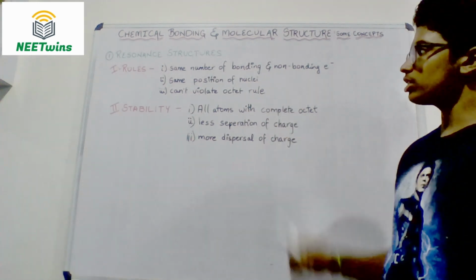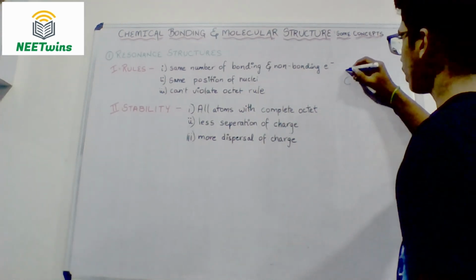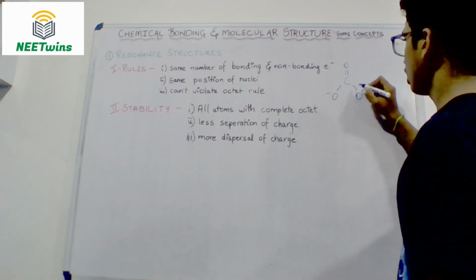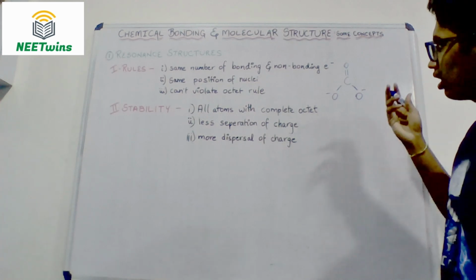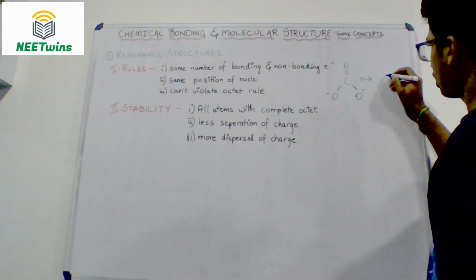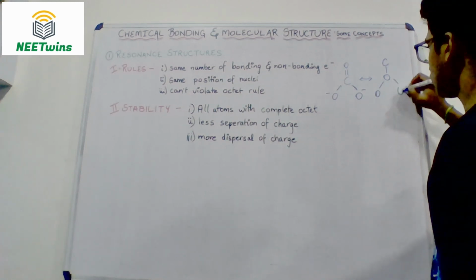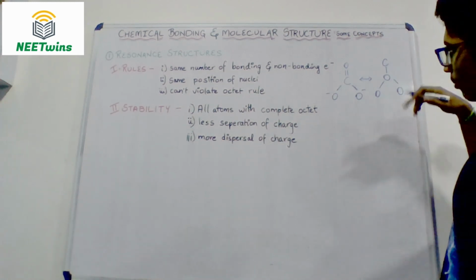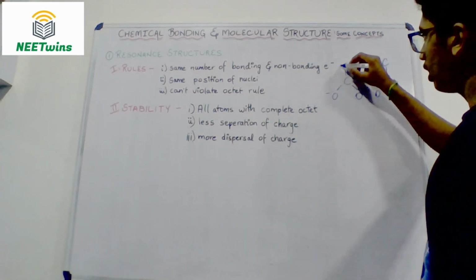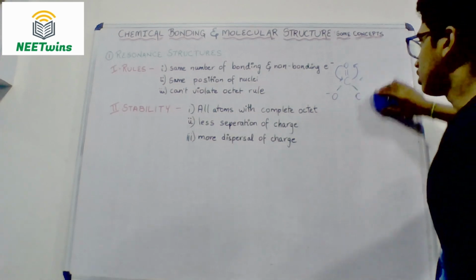The second rule states that the position of the nuclei should remain the same in all the resonance structures. So let's take the resonance structures of the carbonate ion, CO3 2 minus. This would be the initial structure, and the other resonance structures involve changing of the double bond. But I can't draw a structure in which O is a central atom and then carbon goes somewhere and oxygen goes somewhere else. This can't represent a resonance structure of the carbonate ion because in this the position of the carbon nuclei has been changed and even the oxygen nuclei has been changed. So these are not acceptable resonance structures.